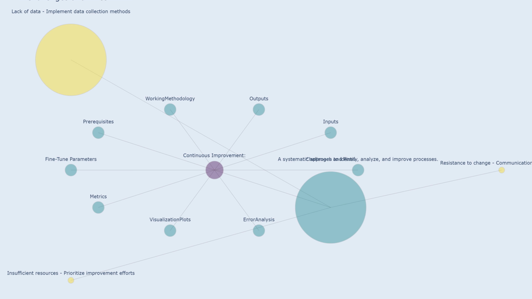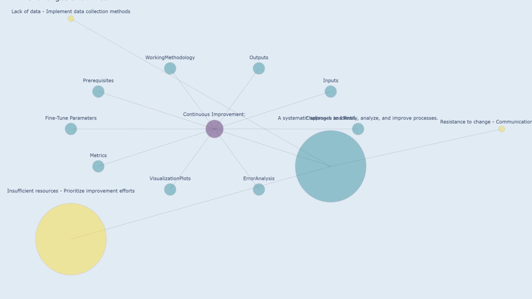Lack of data. Insufficient or inaccurate data can hamper the identification of areas for improvement, the analysis of problem root causes, and the measurement of results. Implement data collection methods. Establish systems for collecting accurate and timely data from various sources, such as process performance metrics, customer feedback, and operational records. This data is crucial for supporting informed decision making and driving continuous improvement.